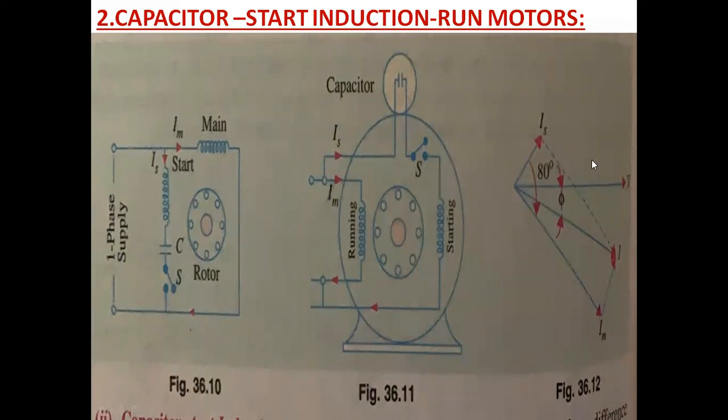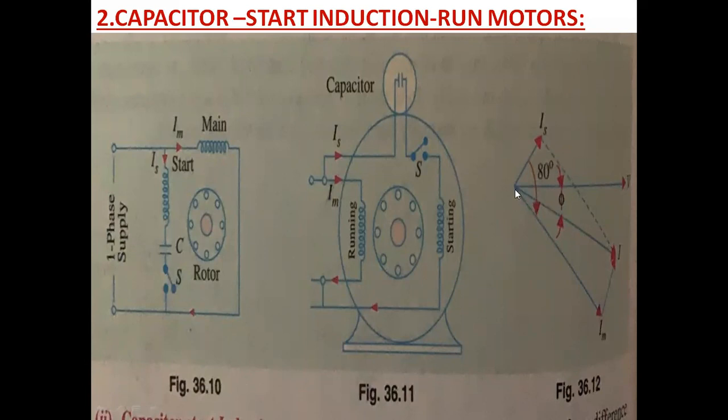See here the phasor diagram in figure 36.12. This is the voltage, the default reference vector. The main winding is of inductive nature, so the current will be lagging. See here, this is the main winding current. The starting winding is actually also inductive in nature, so it should also lag V. Lagging means it should be located below V.